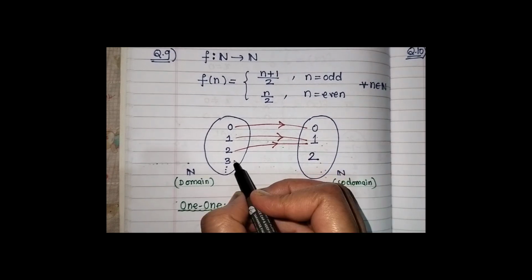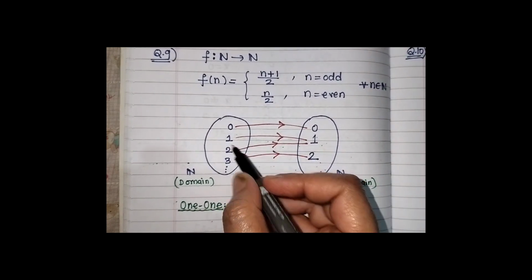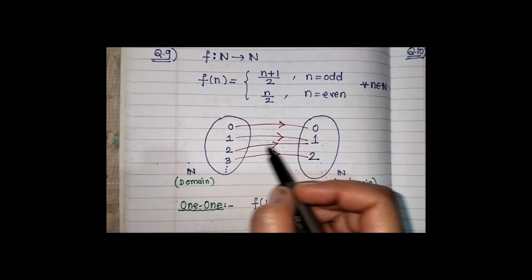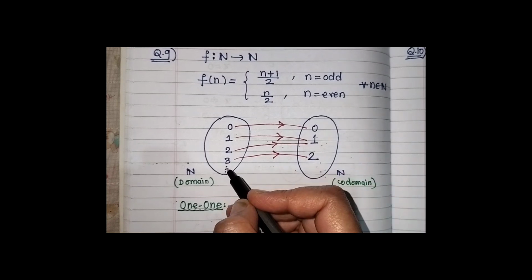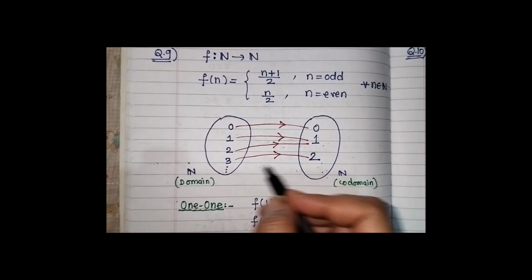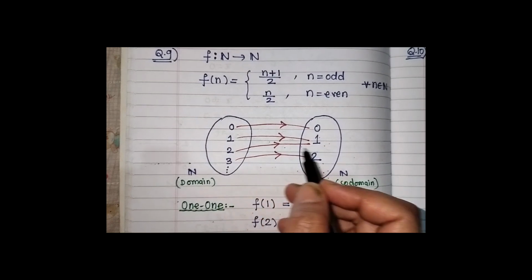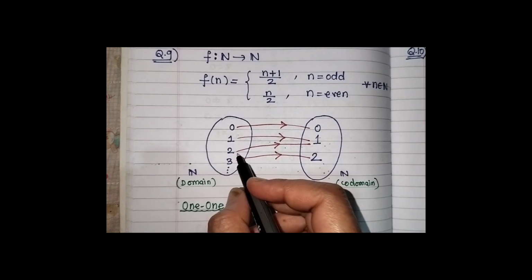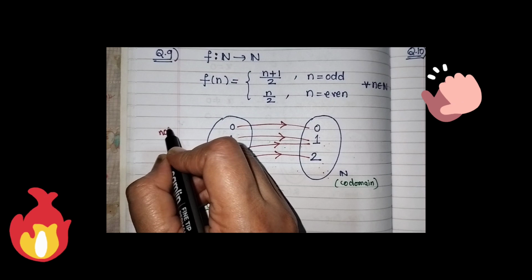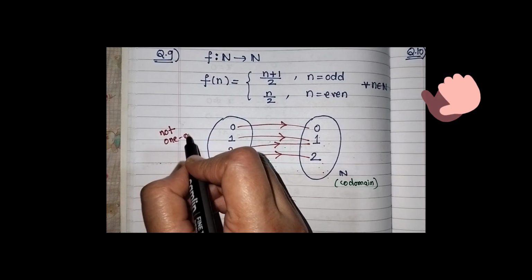So like this you have to map the numbers. Now as you can see in this mapping, 1 and 2 map to the same number. Like this, if you do for 3 and 4, you can see that they will map to the same number 2. So if two numbers are mapping to the same number in the codomain, that means this is not going to be one-one. So this function is not one-one.